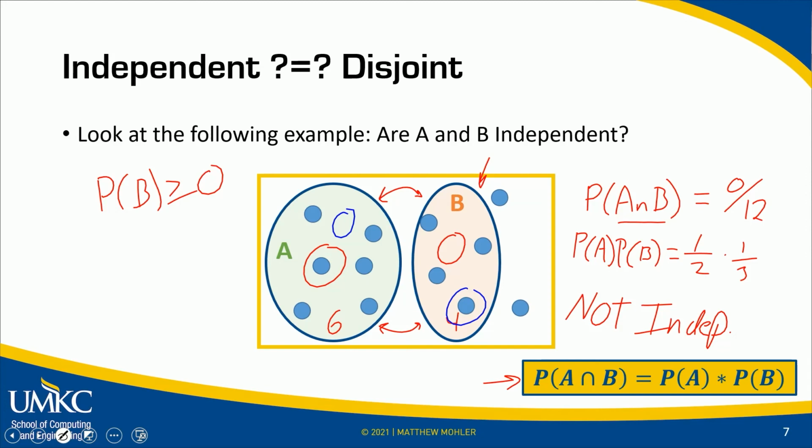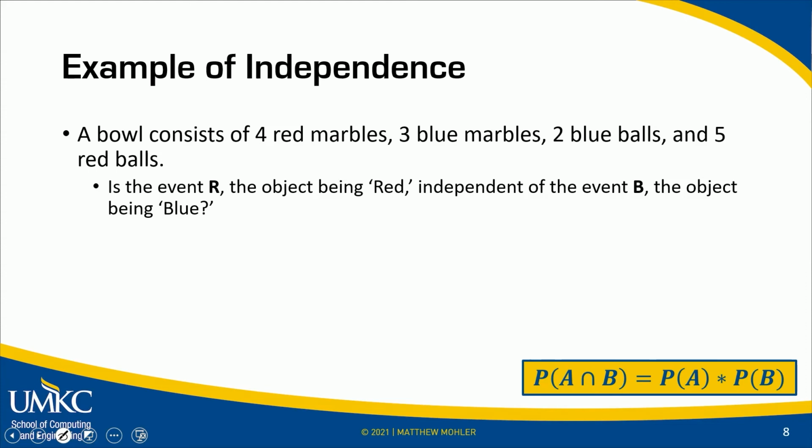So with that knowledge, let's go ahead and look at another example just to kind of reinforce this. Let's say that we are looking at a bowl, and this bowl, again, same bowl as we were looking at before, has 4 red marbles, 3 blue marbles, 2 blue balls, and 5 red balls. And the question that we'll ask is, is the event R, the object being red, independent of the event B, the object being blue? Now, the object can only be either red or blue. So these are disjoint events. And based on our previous example, this should be, again, mutually exclusive or disjoint events. And so therefore, they should not be independent.